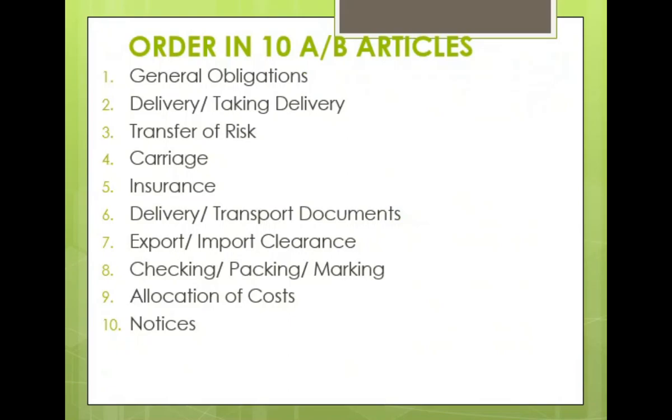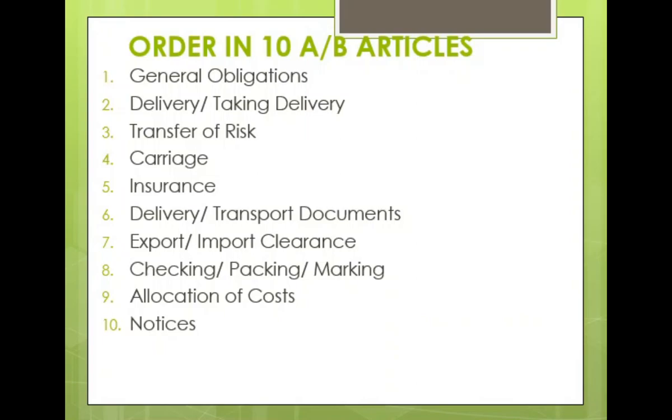The A and B articles have also been simplified in the 2020 publication. All the clauses for the seller are under A, and clauses for the buyer are under B, and they are grouped under 10 headings. These headings are: 1. General obligation. So there will be general obligation for the seller, that will be 1A, and the general obligations of the buyer will be 1B. 2. Delivery and taking delivery.